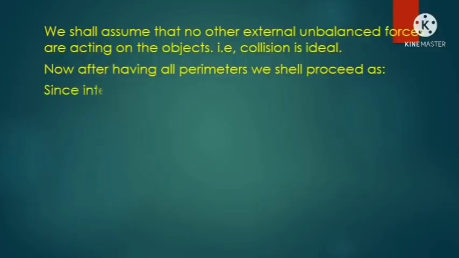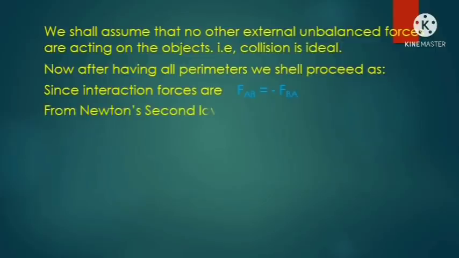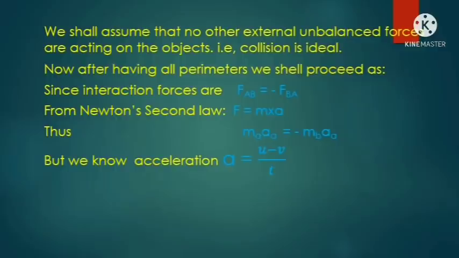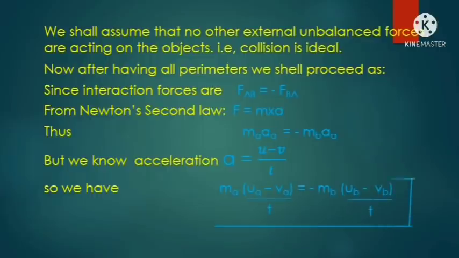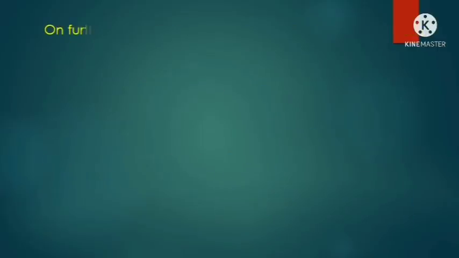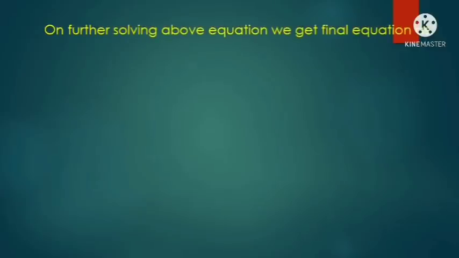Since the interaction forces are FAB equal to minus FBA, from Newton's second law of motion, force is mass times acceleration. Thus, we have this relation. But we know acceleration is change in velocity per unit time. So we have the final relation as this. On further solving the above equation, we get the final equation as this.